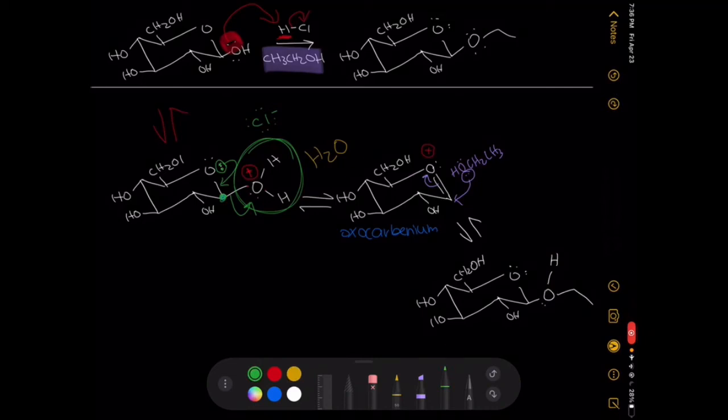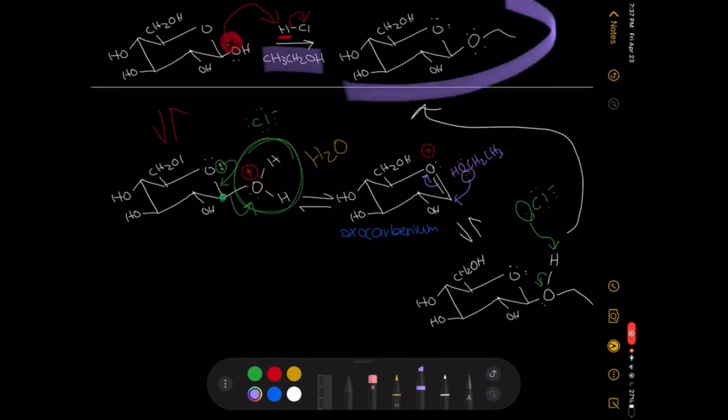To remove this hydrogen, we're going to use a base, and we still have chlorine ions in the reaction. So we're going to use this to grab the H. One of its lone pairs is going to grab the H, and the electrons are going to go back to oxygen, resulting in a neutral molecule again. So this will be our final result. This right here.